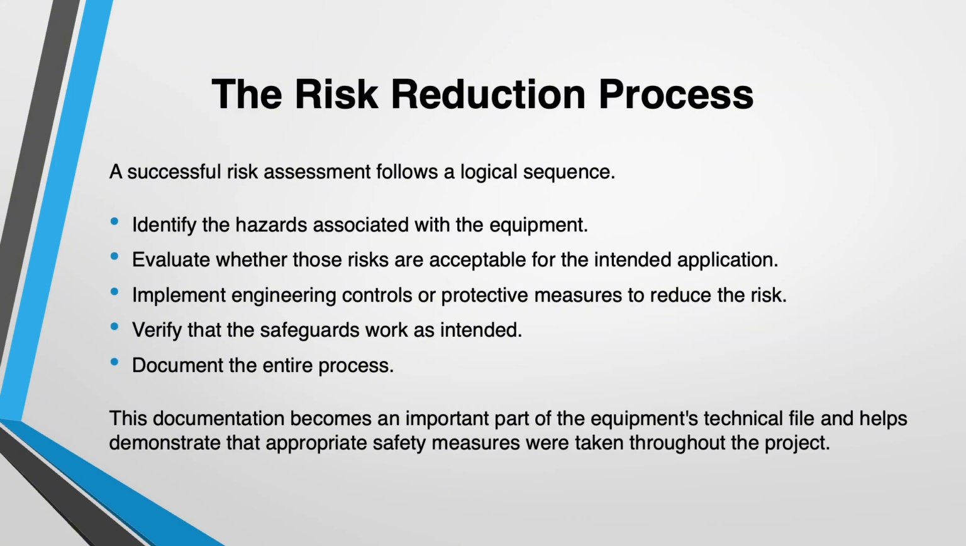A successful risk assessment follows a logical sequence. First, identify the hazards associated with the equipment. Next, evaluate whether those risks are acceptable for the intended application. If they are not, implement engineering controls or protective measures to reduce the risk. Once those changes have been made, verify that the safeguards actually work as intended. Finally, document the entire process. This documentation becomes an important part of the equipment's technical file and helps demonstrate that appropriate safety measures were taken throughout the project.